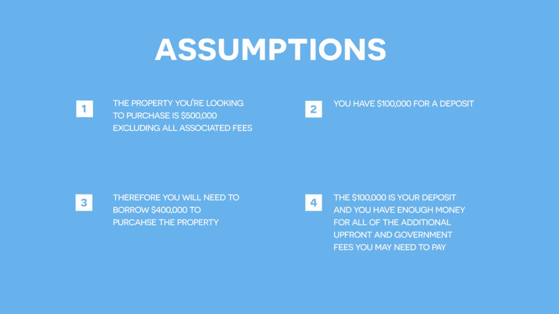Now, with all 3 components categorized and understood, let's go through an example to see how LVR is calculated. As always, let's make some assumptions first. Let's assume the property you're looking to purchase is $500,000 excluding all associated fees, just to keep it simple. Let's assume you have $100,000 for a deposit. Therefore, you will need to borrow $400,000 to purchase the property. Let's assume the $100,000 is your entire deposit and you have already covered all of your upfront and government fees, so they are not being considered as part of this example.